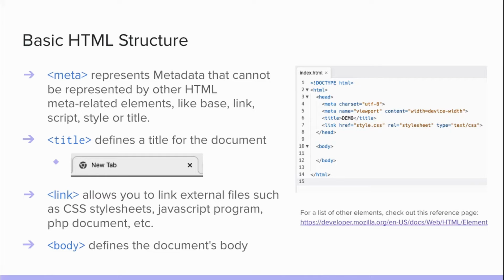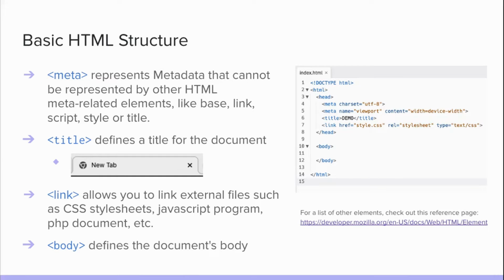Here are some more common elements that you will see are often used in HTML. One of them is the meta element. It represents metadata that cannot be represented by other HTML meta-related elements, like base, link, script, style, or title. Next is the title element. This title element's role is to name the page. Whatever you put in between the title opening and closing tag will show up on the tab. Next, we have the link element. This link element allows us to link external files, like CSS style sheets and JavaScript programs. This will come in handy when we begin coding in CSS.